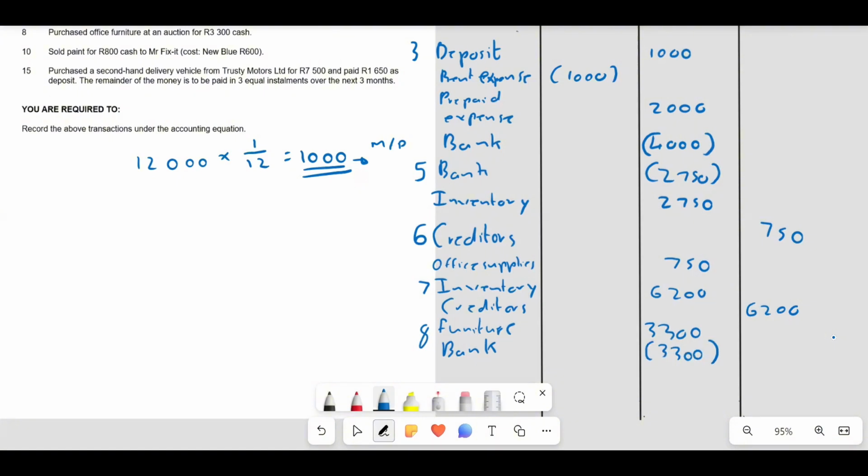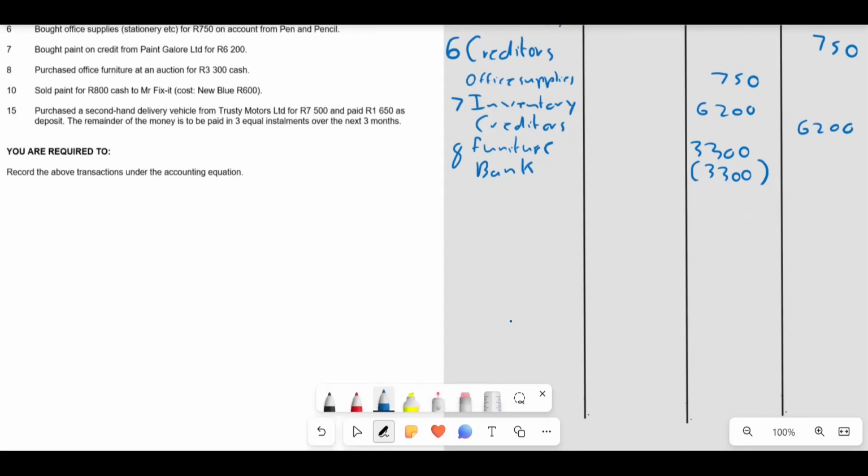Therefore, on day 9, we sold paint, right? We sold paint for 800 to Mr. Fix. Okay, this is going to be quite a long journal. Therefore, we have to do it in a separate place. Okay, day 10. Sold paint of 800 to Mr. Fix with a cost price of 600.